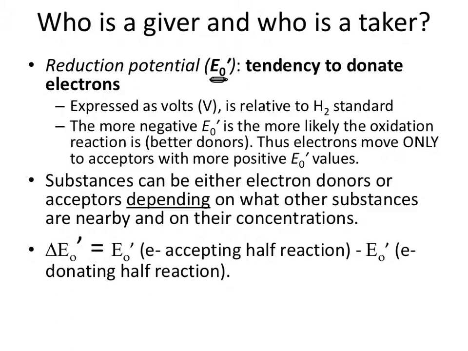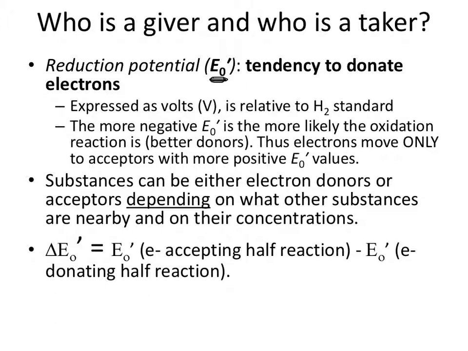In other words, a chemical that has a very negative E naught is a very good electron donor. So electrons will typically only move onto acceptors that have more positive E naught values. Electrons will only move from glucose onto oxygen because oxygen has a more positive redox value than glucose does. I'm going to repeat this when we get to looking at the electron tower, and that'll give you a visual to help you understand this better.